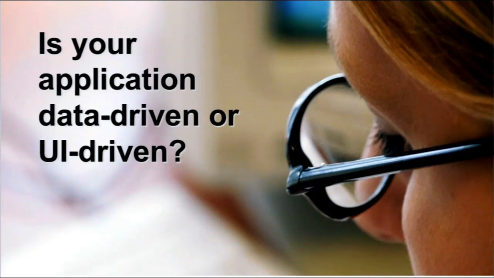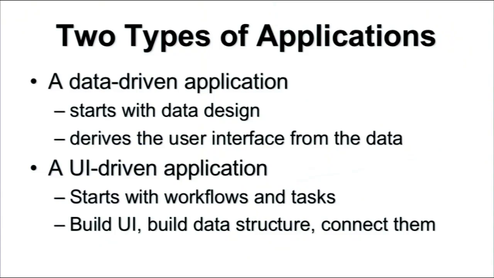So the first important decision, or the first important thing you need to think about when you're choosing a development tool, is actually whether your application is data-driven or UI-driven. And that's a distinction that we're not really used to making, but it is important. A data-driven application starts with the data design, and the UI in a data-driven application is derived from the data model. You can pretty much recognize the data model in the user interface.